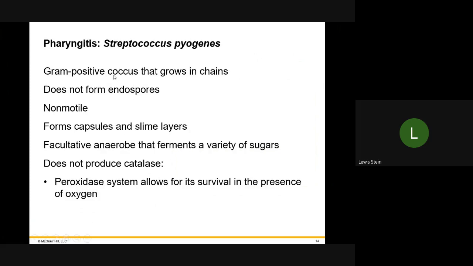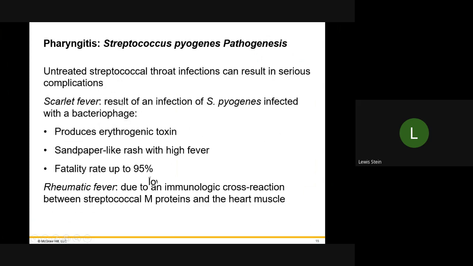Gram-positive cocci, typically in pairs or in chains. You might remember from early days, they replicate in one plane and they're non-endospore formers. They don't move around. They do form capsules and slime layers. They are facultative anaerobes. That's that bubble test again. They don't make catalase. They make enough superoxide dismutase and peroxidase to allow for their survival in the presence of oxygen. But they're catalase negative, and that's the bubble test.